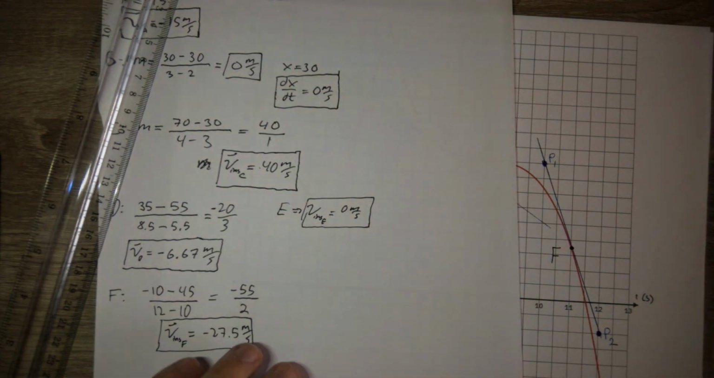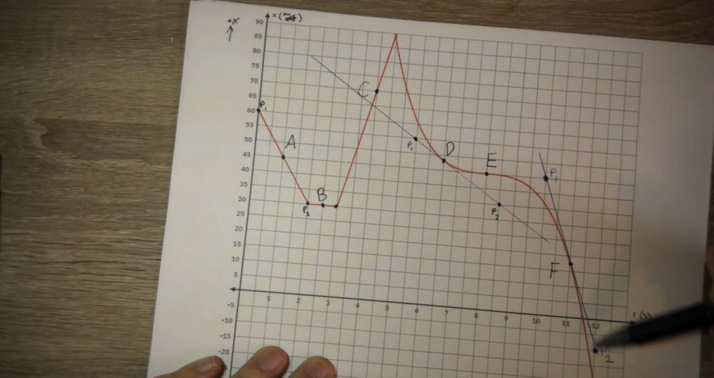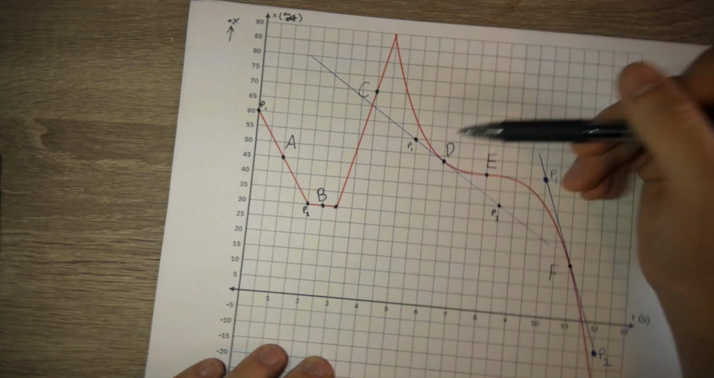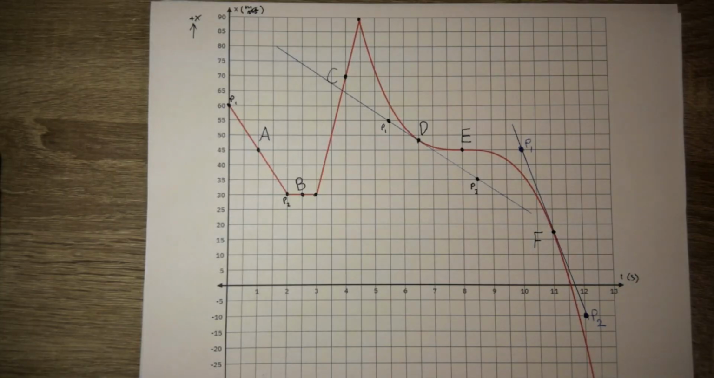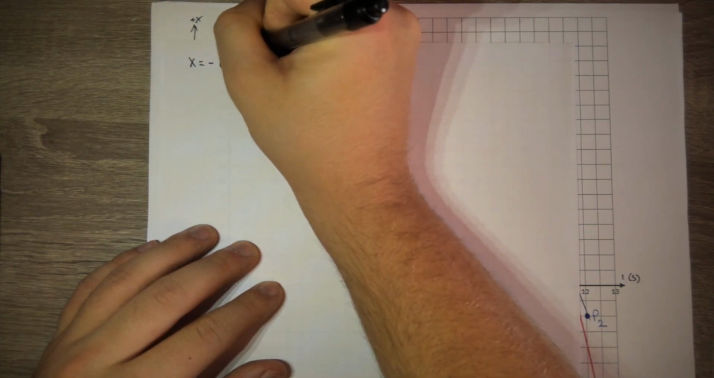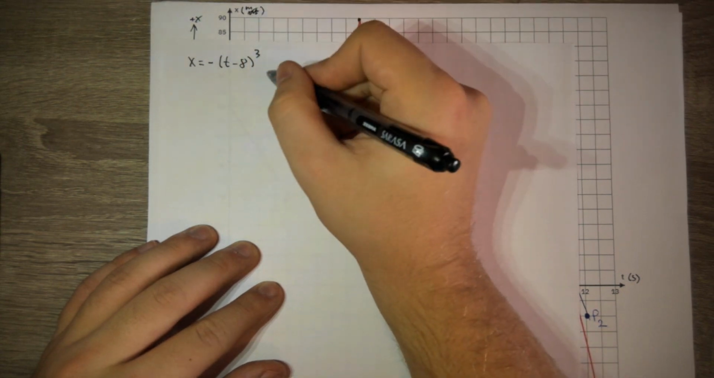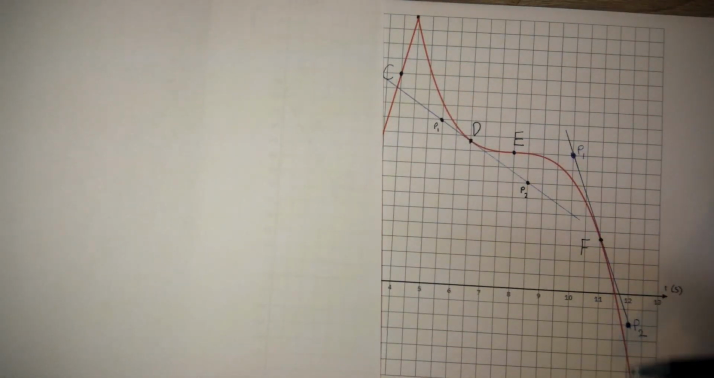Now, I told you earlier that I know the equation of this curve, because I graphed this. So if I tell you what this equation is, we can take the derivative of it, and therefore we could find D, E, and F by doing that. So I'm going to just give you this equation now, which is x equals negative t minus 8 cubed plus 45. And that's from here all the way down.